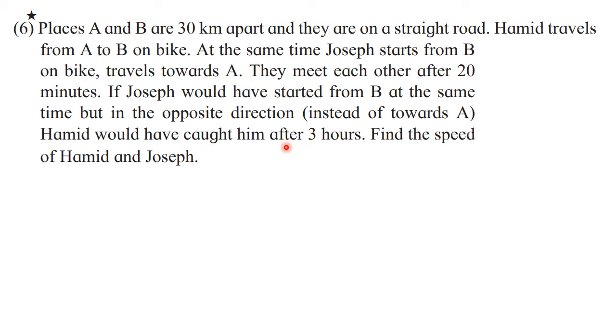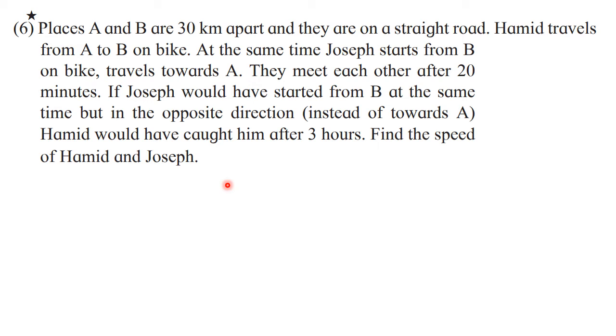Okay, so after reading the question, you cannot understand it immediately. That is why here, if we draw the diagram, then you can understand the things properly. Okay, what is told here is that there are two places A and B. Suppose here is A and here is B, and Hamid is starting from A and Joseph is starting from B on their bikes, and we have to find the speed of their bikes. So whatever we want to find, that we are going to take as x and y.